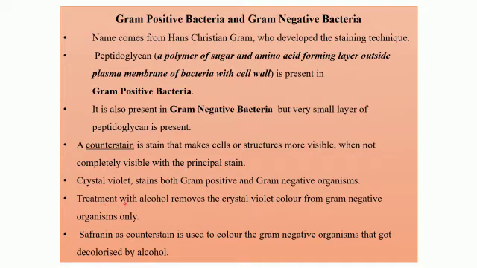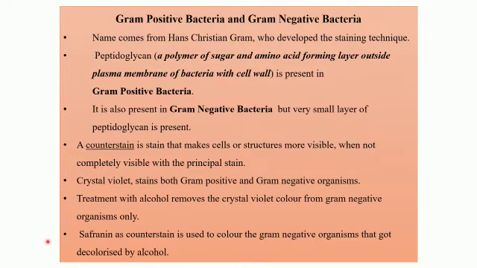Treatment with alcohol removes the crystal violet color from gram-negative organisms only. So what is done next is that the bacterial cells are treated with alcohol, and what happens is that the crystal violet color is lost from gram-negative organisms, whereas gram-positive organisms stay violet and gram-negative lose their violet color.